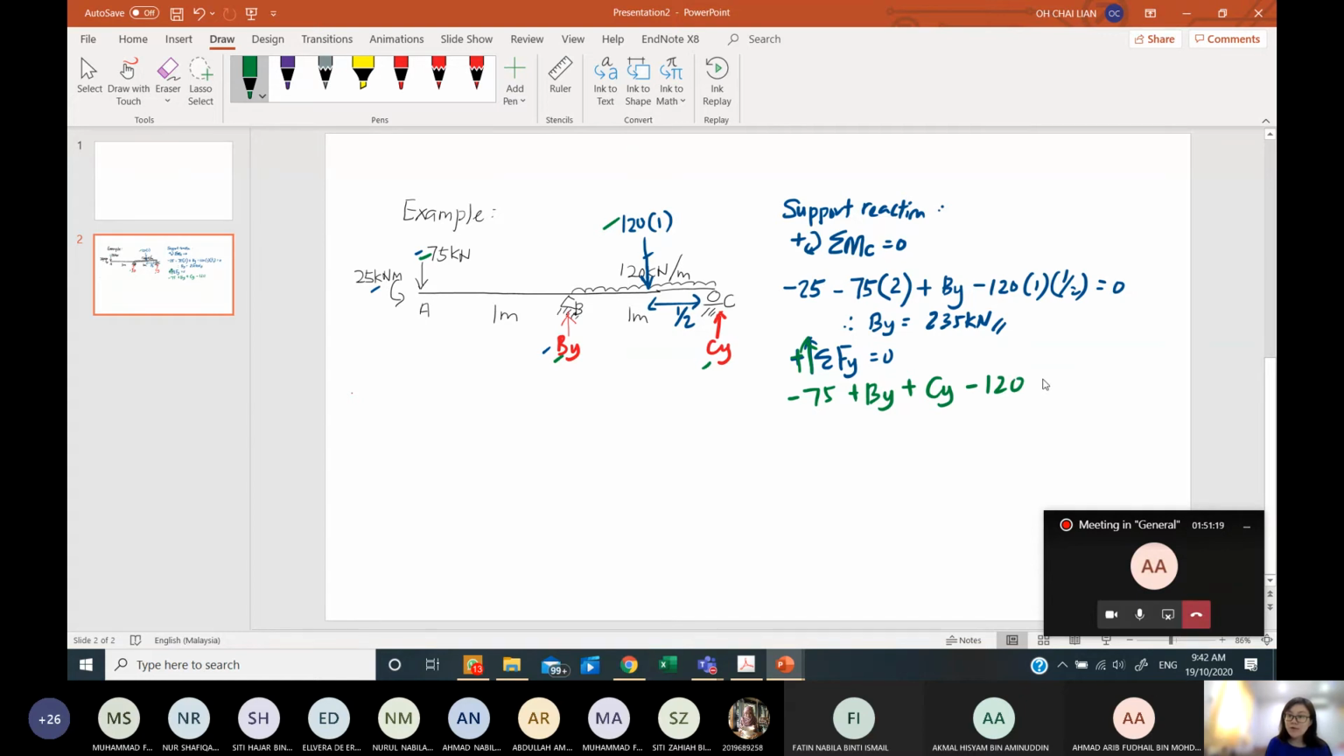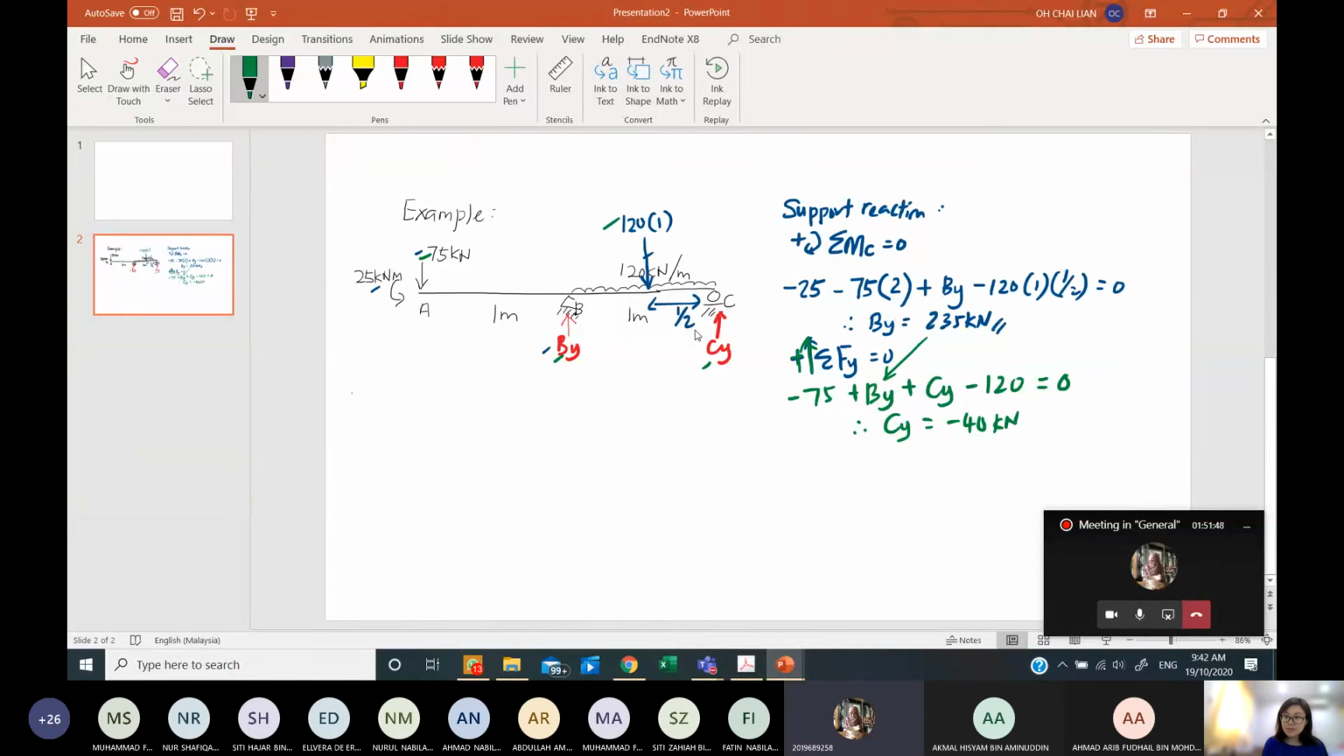So I put in this equation, and also I can substitute this 235 into my equation. Therefore, can you help me? What is the value of CY? Negative 40. Is that true? Yes, madam. CY is negative 40. Okay, thank you.